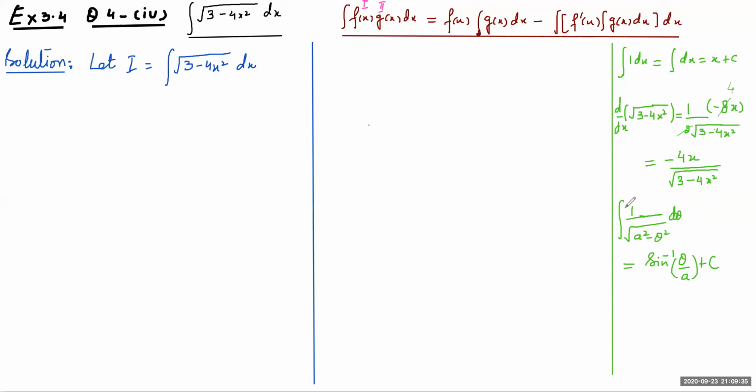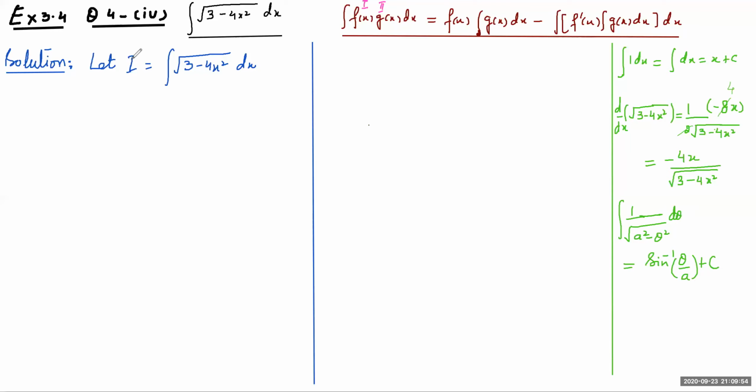And integral of 1 by square root of a square minus theta square into d theta equals sine inverse theta by a plus c. The important point to be noted for the application of this result is that whatever we have here in place of theta, its differential must be here.